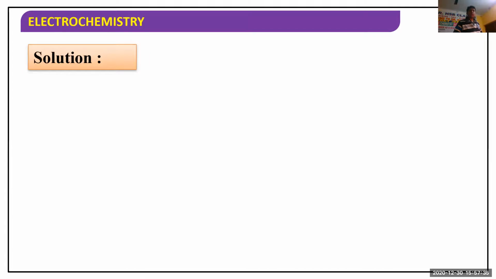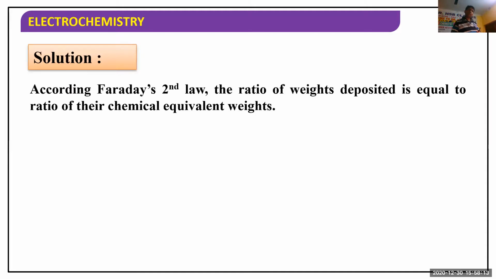We can solve it. We know W1 by W2 equals E1 by E2. So according to Faraday's second law, the ratio of weights deposited is equal to the ratio of their chemical equivalents, that is E1 by E2. W1 by W2 equals E1 by E2. So W of ferrous divided by W of ferric equals the chemical equivalent of ferrous divided by the chemical equivalent of ferric. So this is the equation.